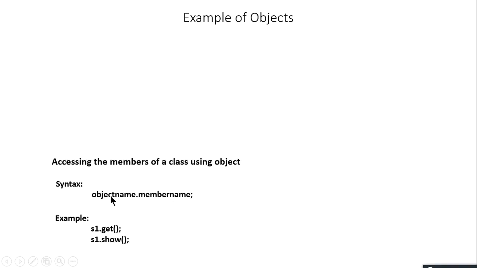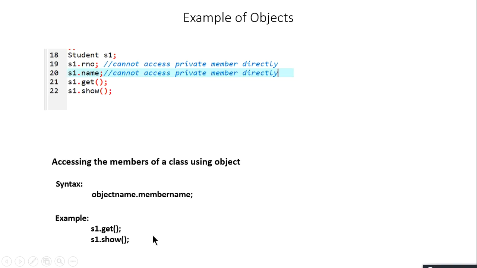Syntactically, you have to say object name dot member name semicolon. For example, s1 dot get or s1 dot show. Okay, so with s1 dot get and s1 dot show, you can use this dot operator to call the functions get and show. Now in the program I have done that. So I have taken a snapshot of that program. I will write a program in this video.